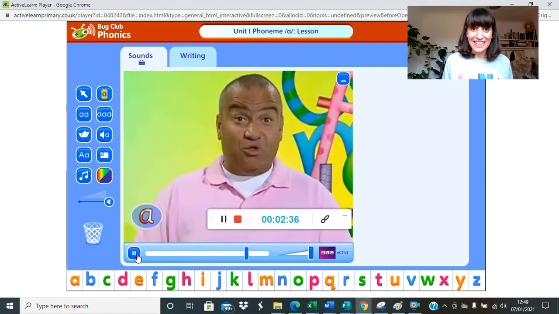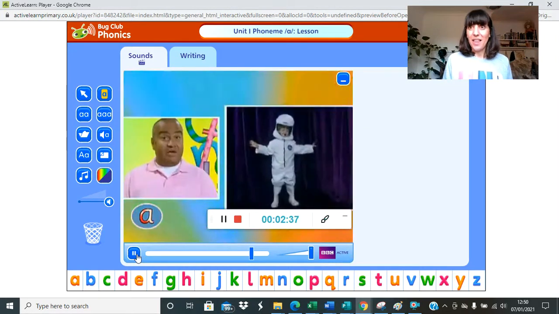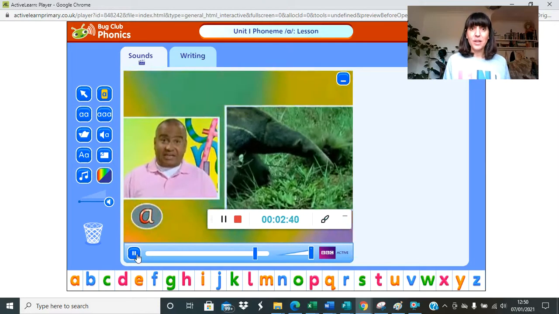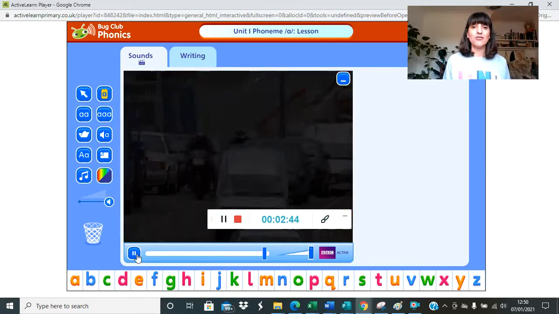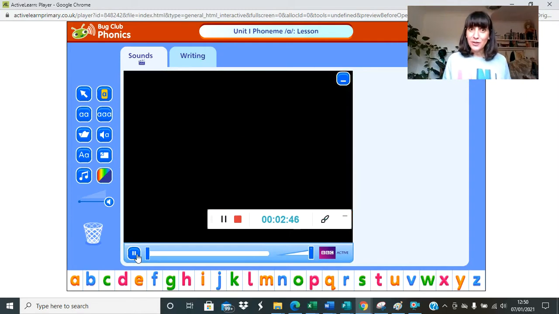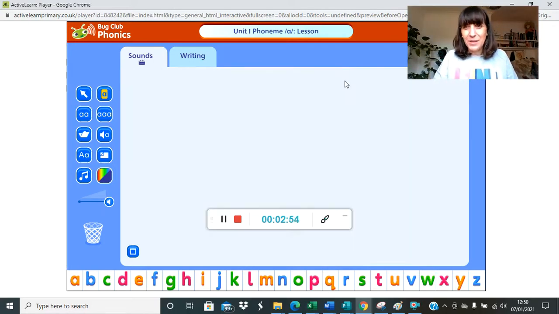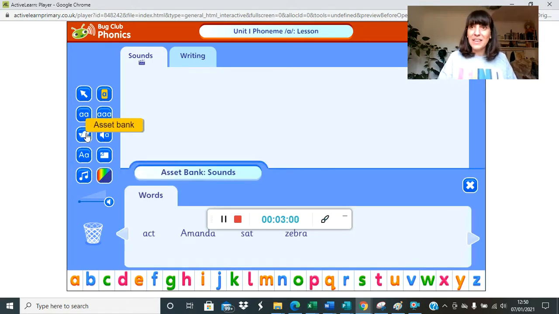Did you spot all the ah sounds? There was astronaut, anteater, tractor, bat, and traffic. Okay, got it. Did you feel like you could do a little bit more this time? They are tricky and they are fast, aren't they? So we had lots of different animals in there. We didn't. We had lots of different A's in there is what I meant to say. Let's have a look at some more of these words.